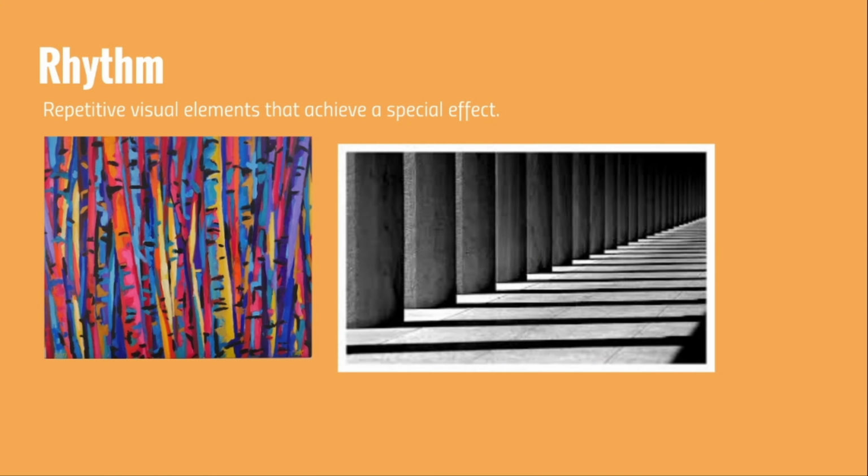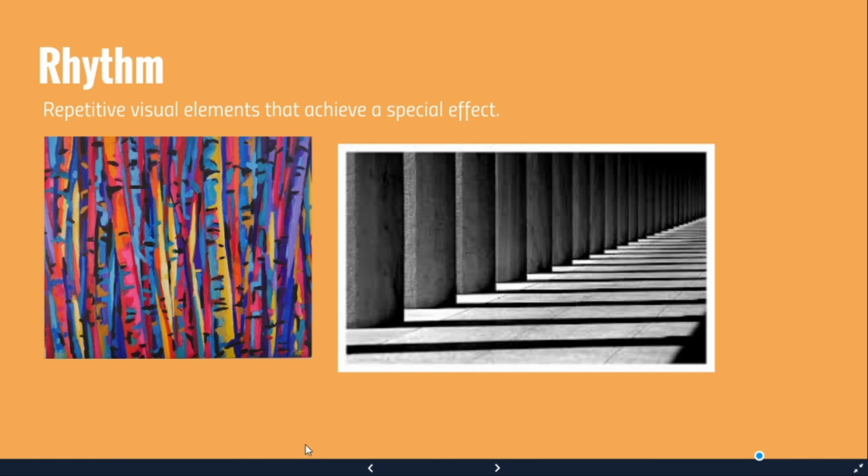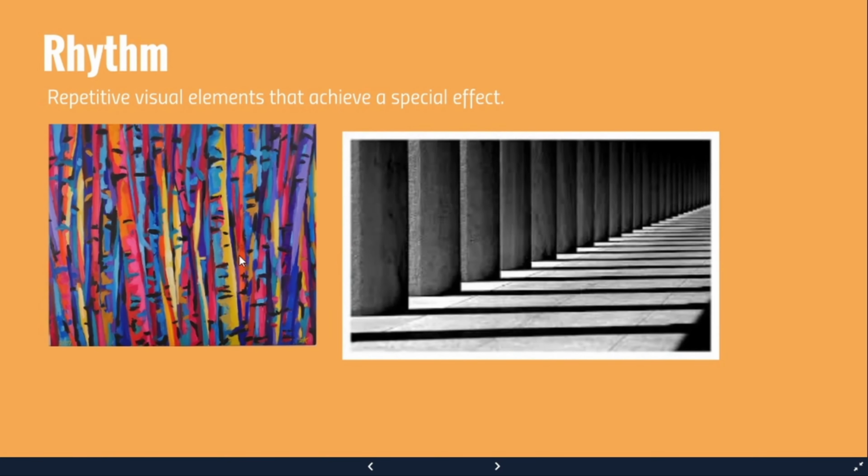So rhythm. These ones are a little bit harder to kind of explain. But rhythm, it's repetitive visual elements that achieve a special effect. Inside your sketchbooks, the definition I have down is the visual tempo set by repeating elements in a work of art or architecture. So basically, if you look here, it's a repeating element, but it's not like a pattern. This one's more closer to a pattern.